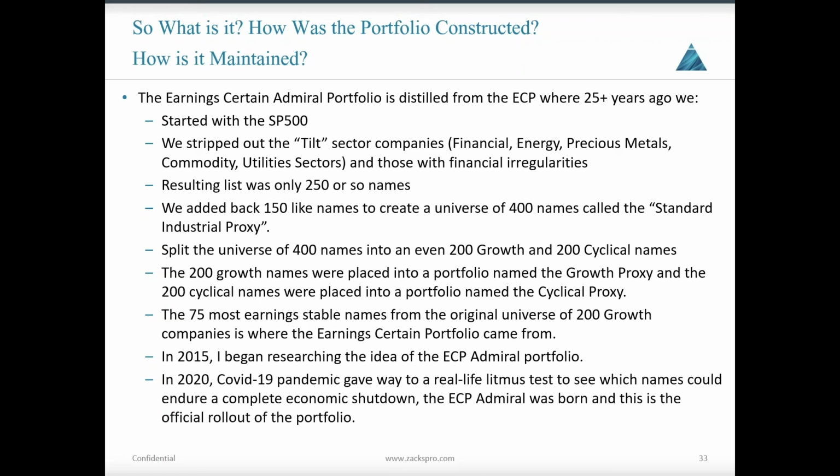They're in Advisor Tools and the Zacks Research System. One of them is called the Growth Proxy. The other one is called the Cyclical Proxy. And the 75 most earnings stable names from that original universe of 200 growth companies is where the Earnings Certain portfolio originated from. Again, in 2015, I began researching the idea of the ECP Admiral, and in 2020, I was able to actually finish the work.